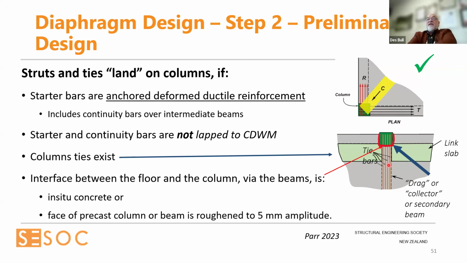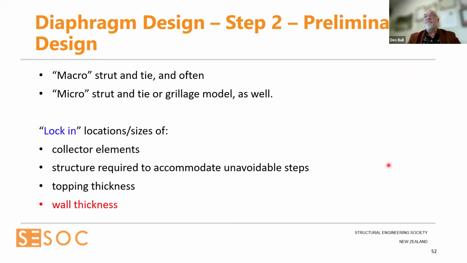And that interface indicated in red is either that whole area is in situ concrete, in other words, the topping, the beam column joint, and the top of the beams all cast at the same time. Or if the beam is precast or the column is precast and we're casting concrete up against it, those interfaces in the precast are roughened to 5 mm amplitude.